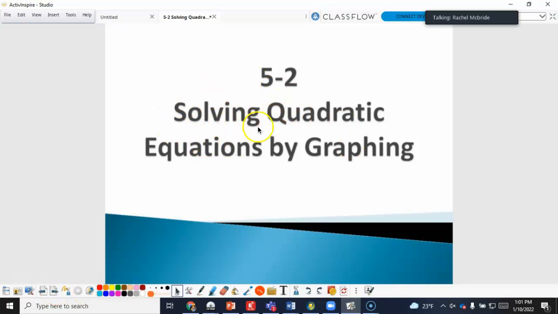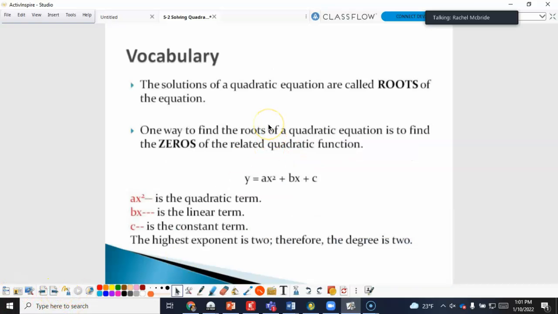So solutions, or the x-intercepts of a quadratic equation. The solutions of a quadratic equation are called the roots. One way to find them is to find their zeros. The zeros occur when y is equal to 0.